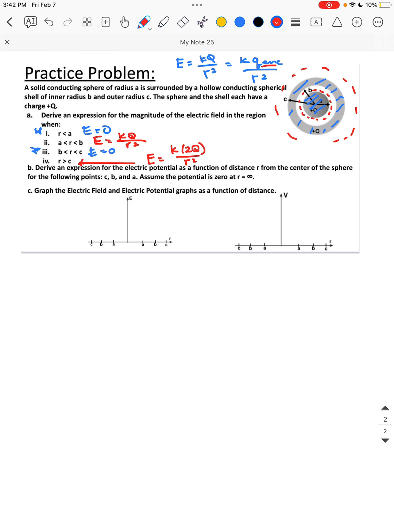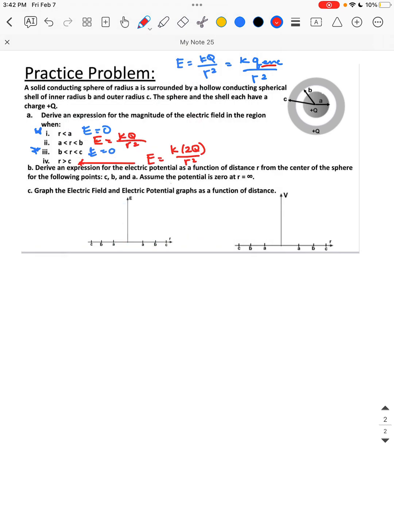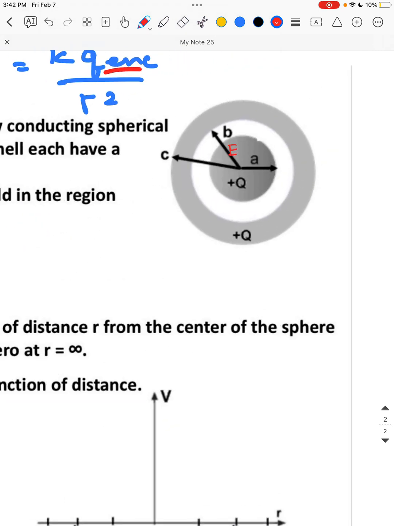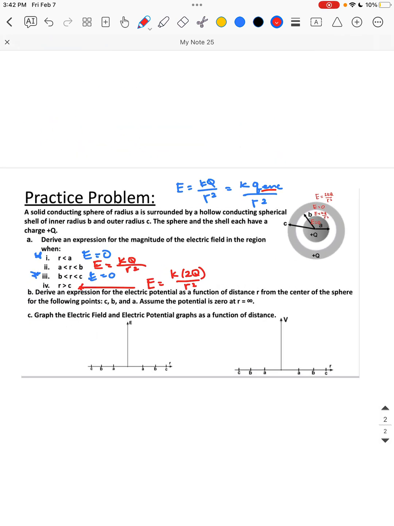So I am going to clear out what's here and try to put in those values with a little bit smaller of a pen. E is 0, E is kq over r squared, E is 0, and E is 2kq over r squared. All right, so this is where we get into our unit for potential.